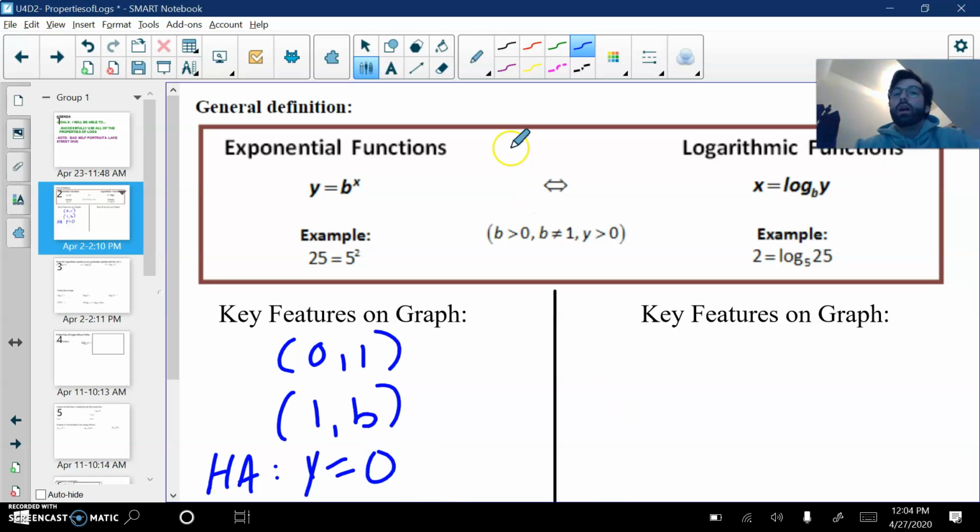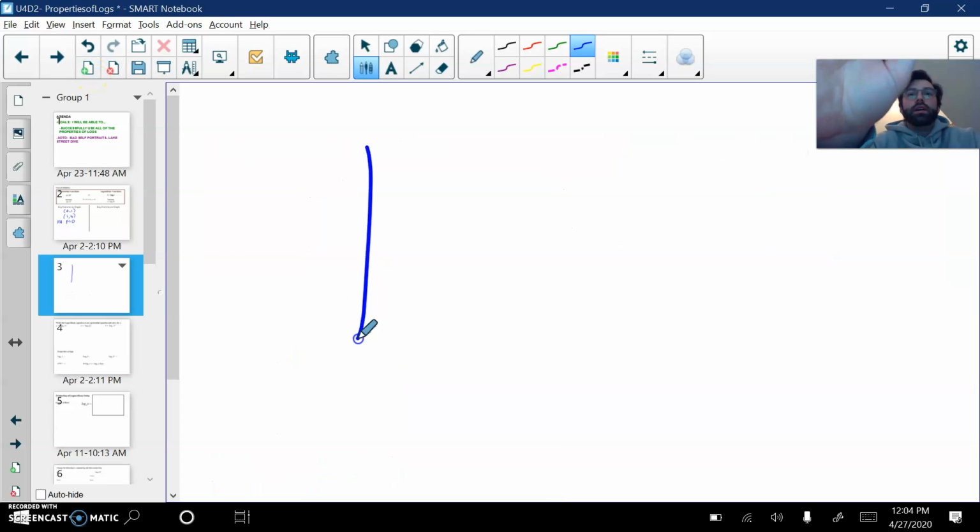Okay. Well, log functions are basically our exponential functions. These two are inverse functions, okay? Meaning that they are able to reflect over the line y equals x. All right, so I'm going to show you this. You don't have this slide.